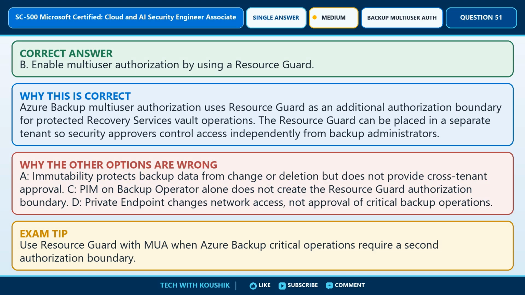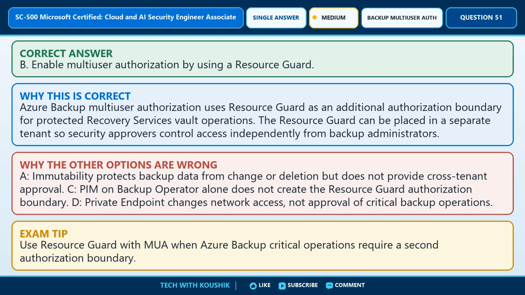The appropriate choice is option B, enable multi-user authorization by using a resource guard. Here is the technical justification. Azure Backup Multi-User Authorization uses Resource Guard as an additional authorization boundary for protected recovery services vault operations. The Resource Guard can be placed in a separate tenant, so security approvers control access independently from backup administrators.